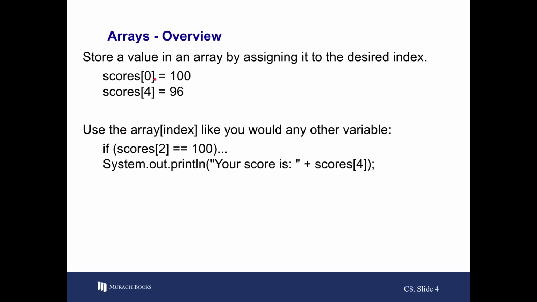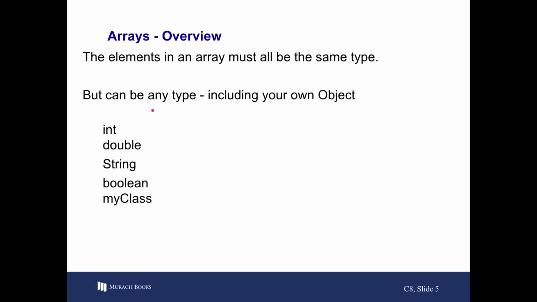You can assign a value to an array using the assignment operator. Just like you would say, show me what scores at 0 equals, you can also assign it a value by saying, put 100, put 96 into this element. You can also use an array index just like you would any other variable. So in this case, you could say if scores at 2 is equal to 100, then you can print it out, just like this. You can use scores, the array, with the index value just like you would any other variable.